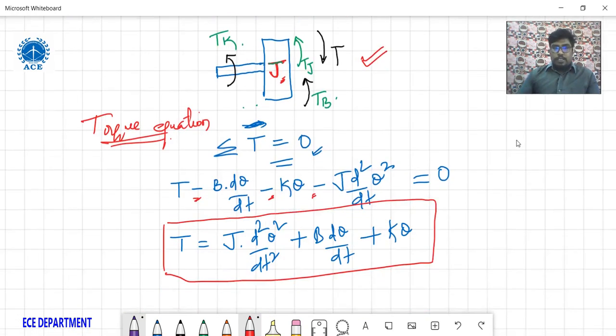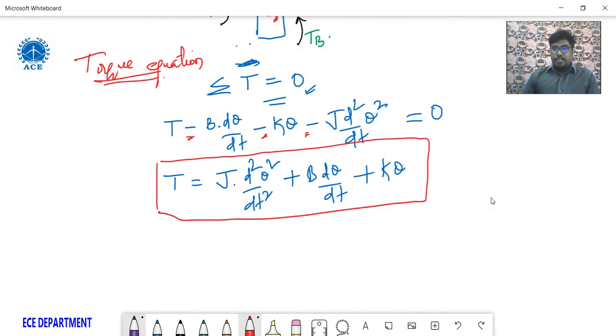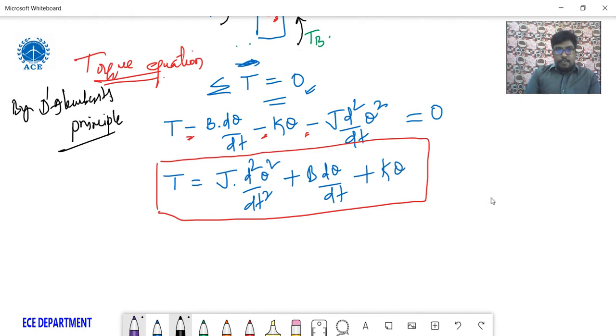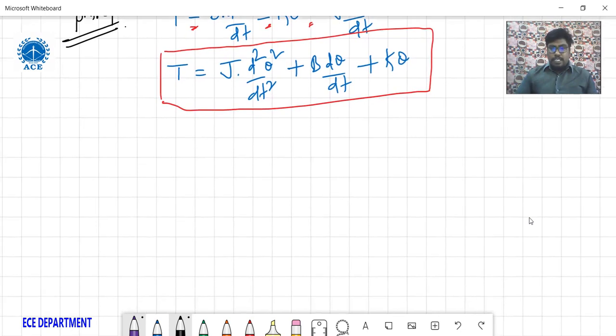After that, write the torque equations using D'Alembert's principle. So how have you written this one? By D'Alembert's principle. I have written the torque equation based on D'Alembert's principle. Okay, so let us see another system.